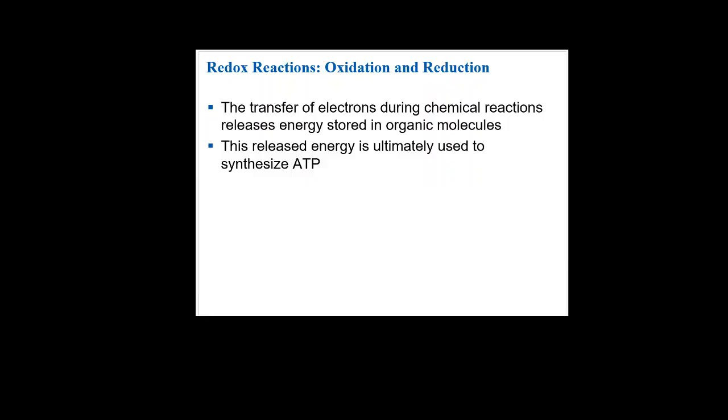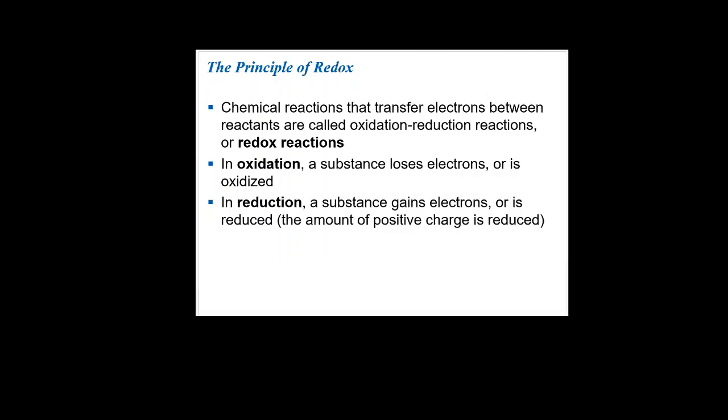Okay, so the transfer of electrons during chemical reactions releases energy stored in organic molecules. That released energy can then be used to synthesize ATP. Chemical reactions that transfer electrons between reactants are called oxidation-reduction reactions, or redox reactions. The word redox comes from RED for reduction and OX for oxidation, so it's split, but it sounded better.